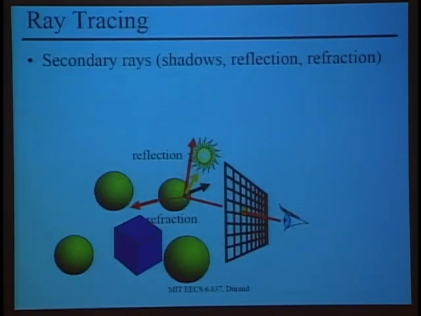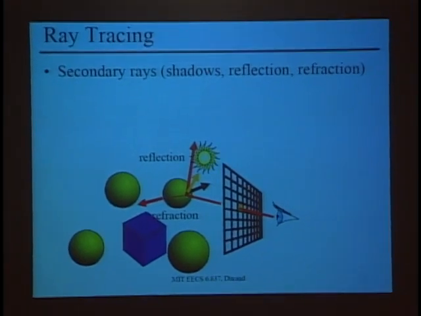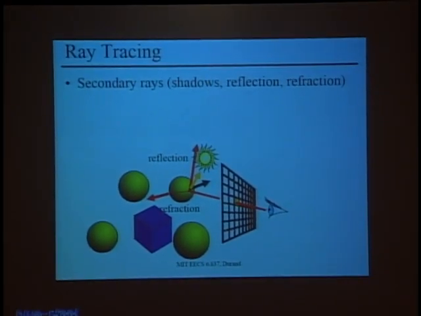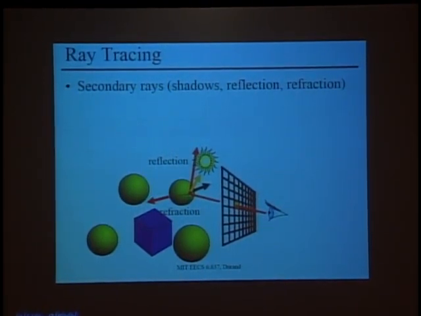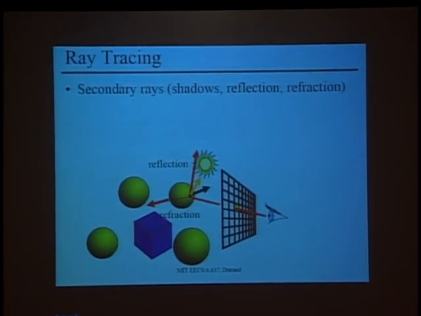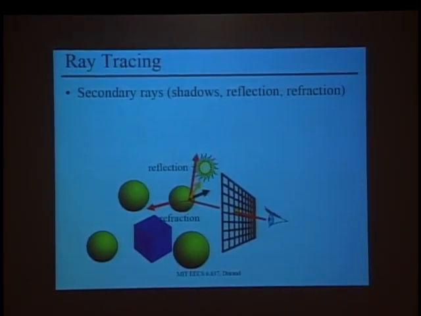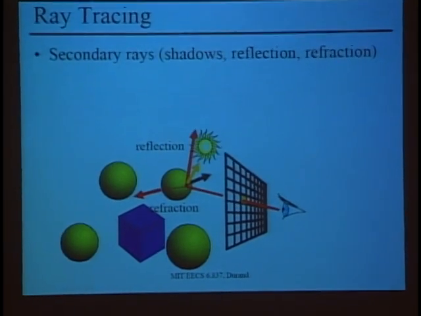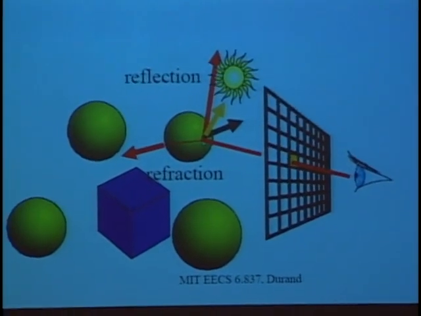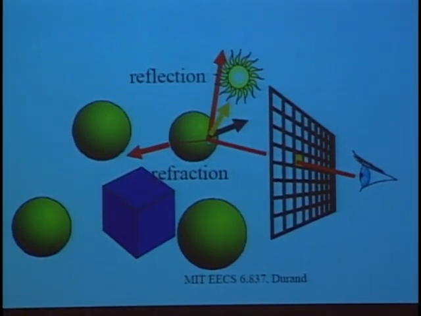Now, we should credit these slides. They're Fredo's from 6.837. Ray tracing is recursive. It accounts for shadows and positions of other objects in the scene. There's reflection and refraction. For example, if this ray were to hit that object and it is reflected, then another ray is cast from that object in the reflecting direction. This can go on for an indefinite number of reflections. These are normally specified in the program.